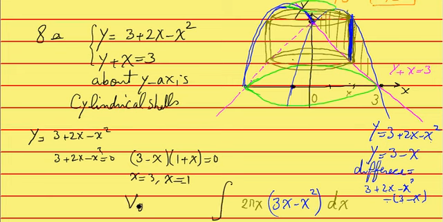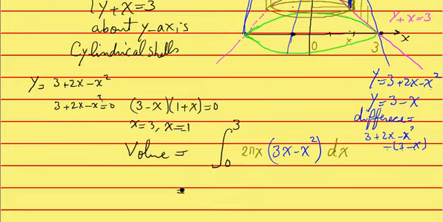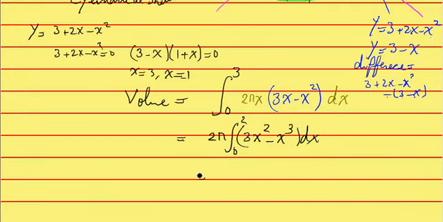So the volume, you integrate from 0 to 3, and then you're all done. So how to calculate this? We better put the 2 pi outside so it's not crowded. This is 3x squared minus x cubed dx from 0 to 2, and that goes as 2 pi times x cubed minus x to the 4 over 4, and now we are between 0 and 2.